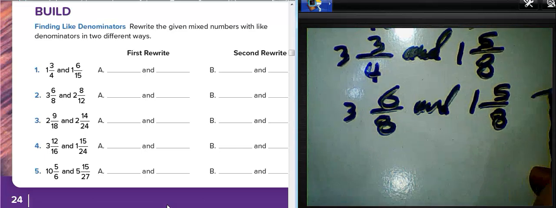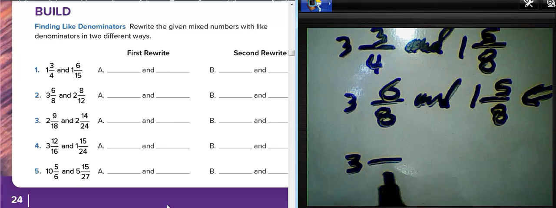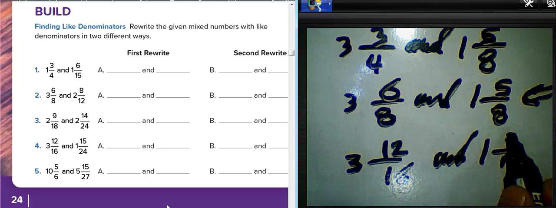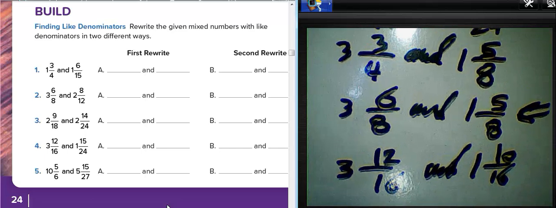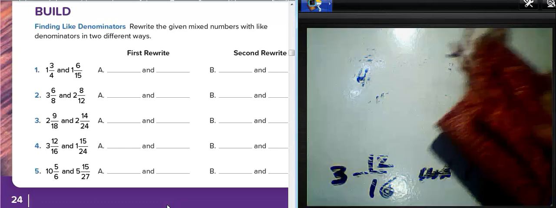So we can find the second method here by multiplying the numerator and denominator. Write 3 outside here. 2 times 6 equals 12. 2 times 8 equals 16. And write 1 here. 2 times 8 equals 16. 2 times 5 equals 10. Then the result will be 1 and 10 over 16. That was question number 4.